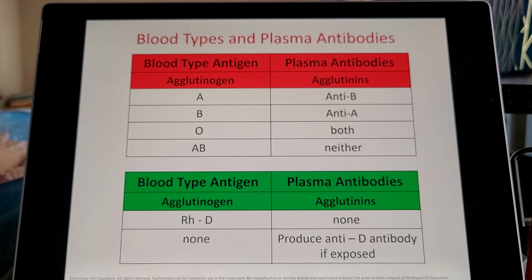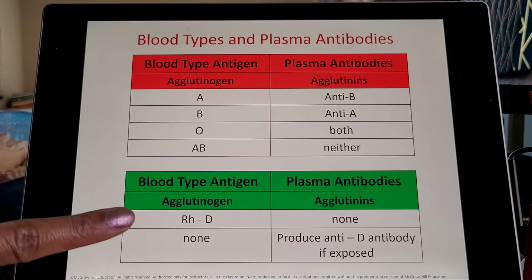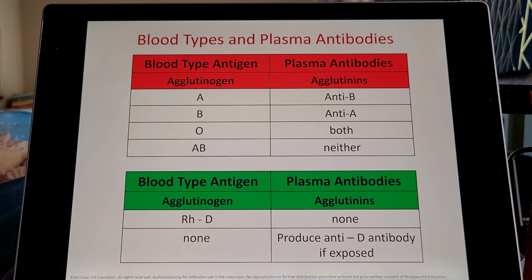AB is the universal recipient because it doesn't make any of the antibodies, so you would have no response. The last type of antigen that we actually care about, because it is a possible reactive one, is the Rh factor, and it's just whether you're positive or negative for it. There are different Rh factors. Some are different letters. The most reactive one is RhD, and that's the one we focus on. So either you have it or you don't.